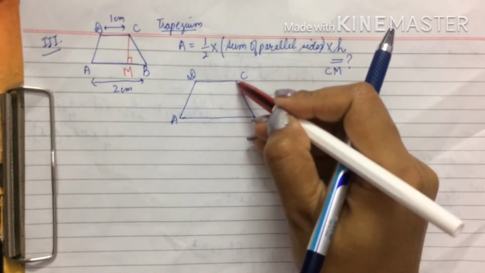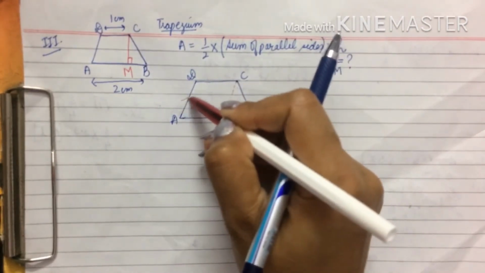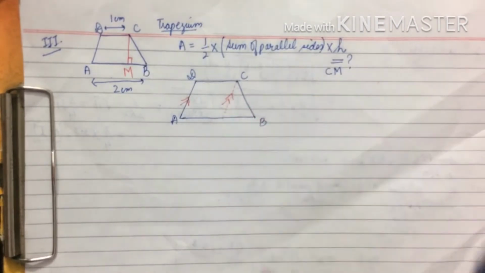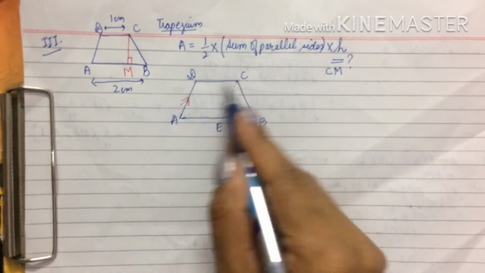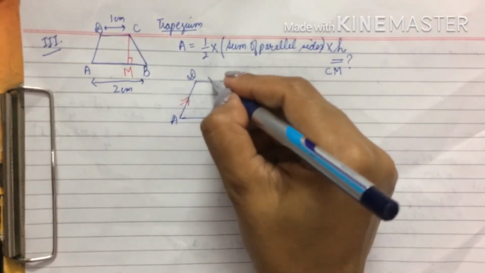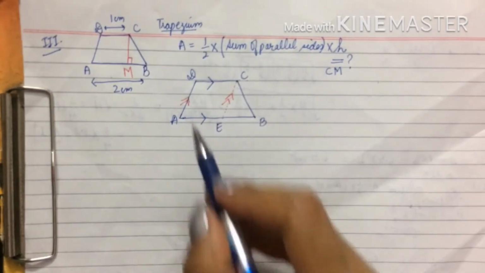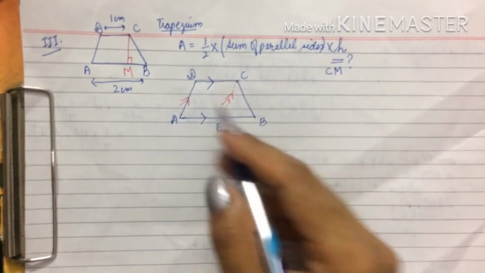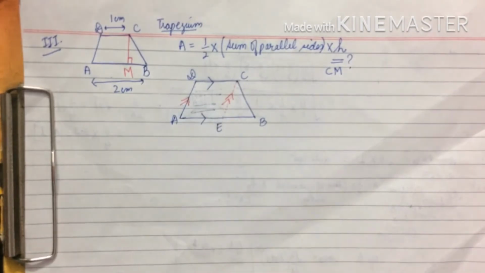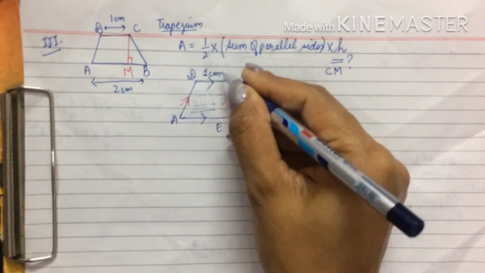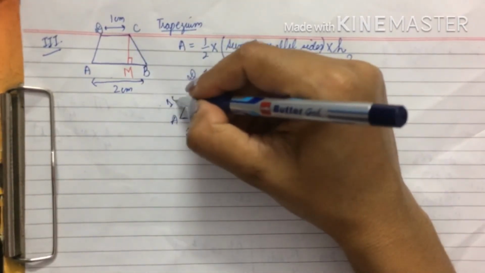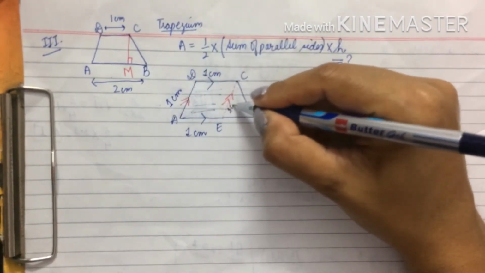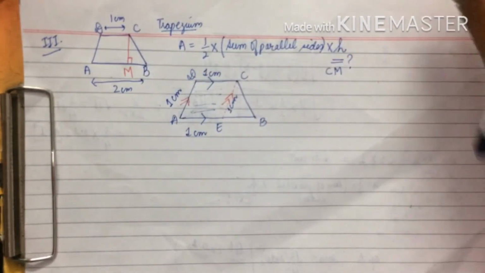Let's draw a line through C parallel to AD, which will make quadrilateral ADCE a parallelogram. Since this pair is already parallel, this has been done by construction. This becomes a parallelogram, and in a parallelogram opposite sides are equal. I know the length of this side, so the length of the opposite side will also be 1 centimeter. The length of AD is 1 centimeter, and therefore the length of CE will also be 1 centimeter.